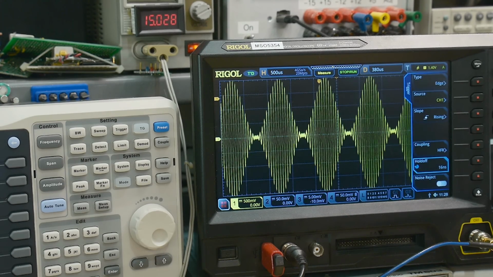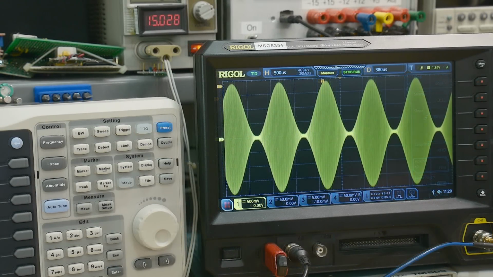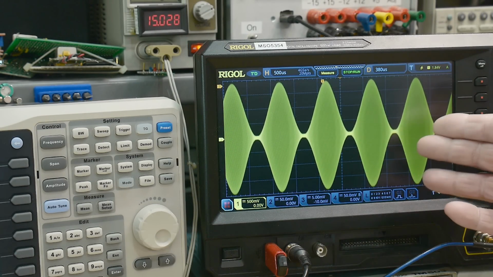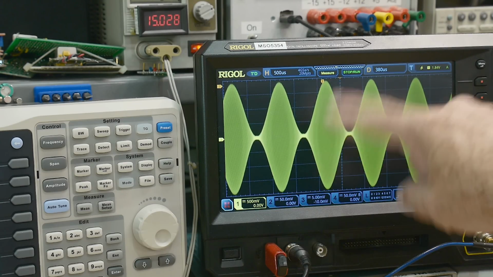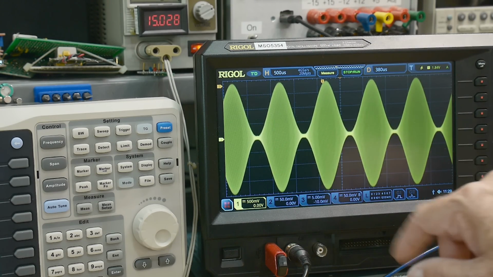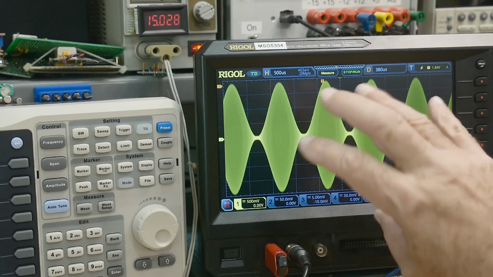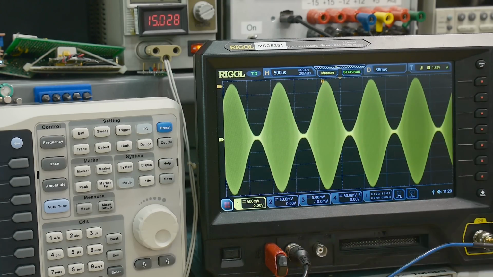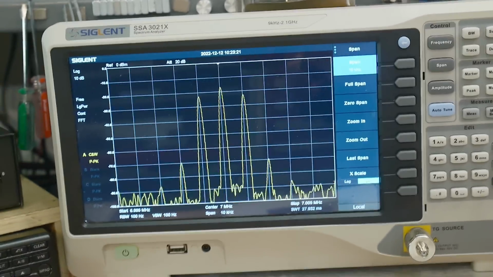All right, so let's go ahead and look at AM modulation on a spectrum analyzer. I've bumped up the frequency to 7 megahertz, so we can't see the little inside wigglies, but we do still see the big outside wigglies. So the carrier is at 7 megahertz, and the modulation is at 1 kilohertz. That's what we're going to be looking at on the spectrum analyzer.